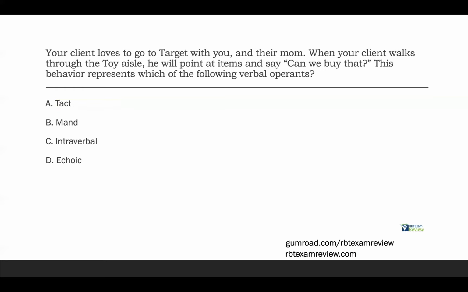Your client loves to go to Target with you and their mom. When your client walks through the toy aisle, he will point at items and say, "Can we buy that?" This behavior represents which of the following verbal operants? Okay, so remember, we went over these earlier. What did we say was the request verbal operant? Okay, we know it's not a tact. What is a tact? A tact is a label. We're not labeling anything. Okay, we're making a request. What is the request verbal operant?